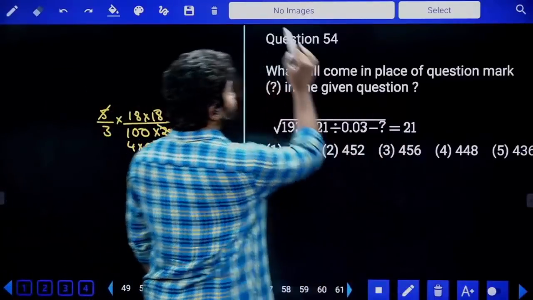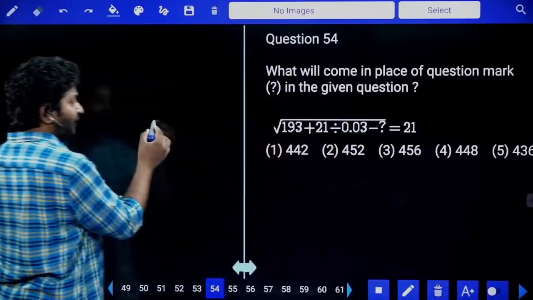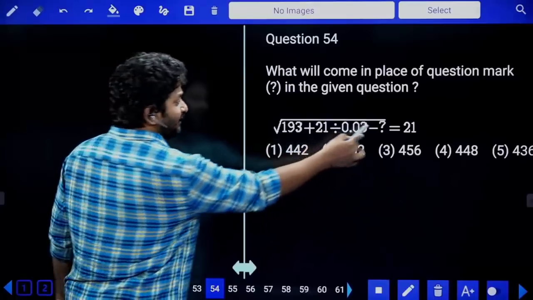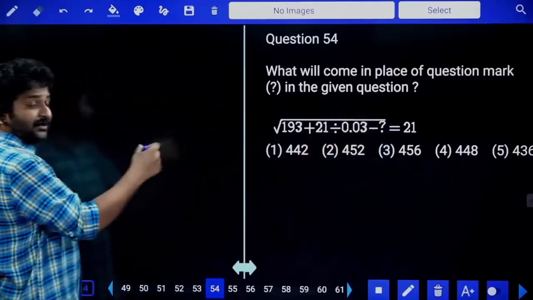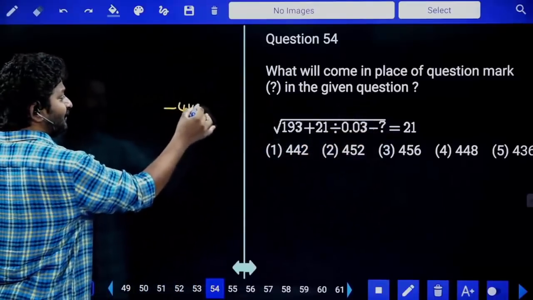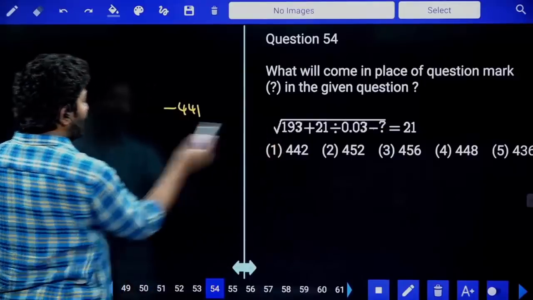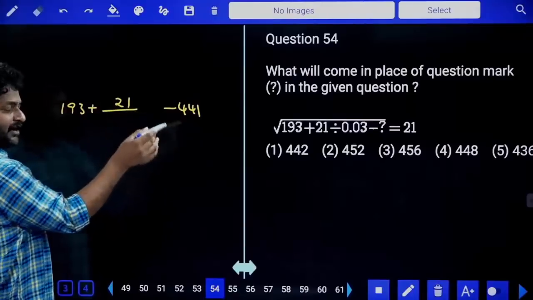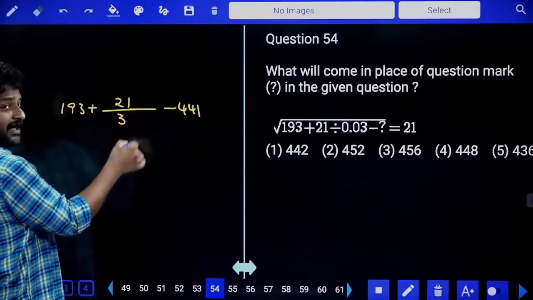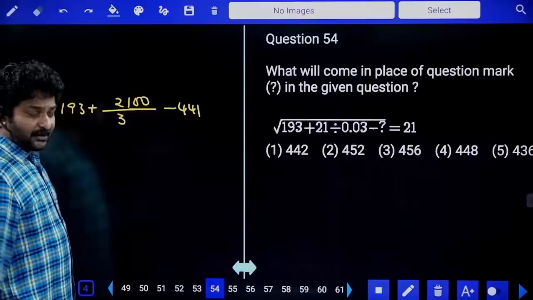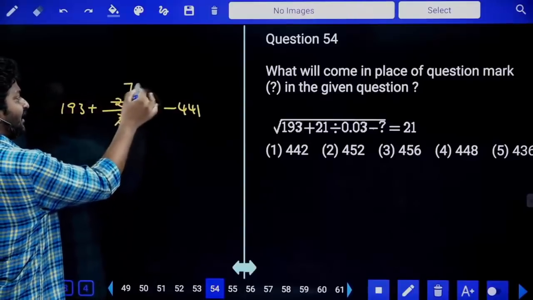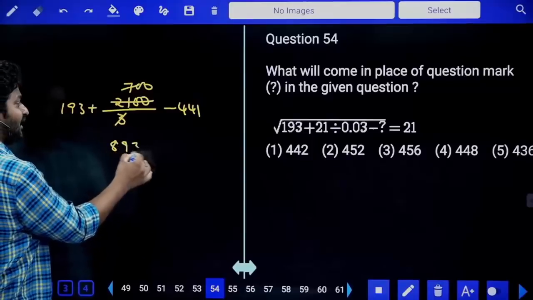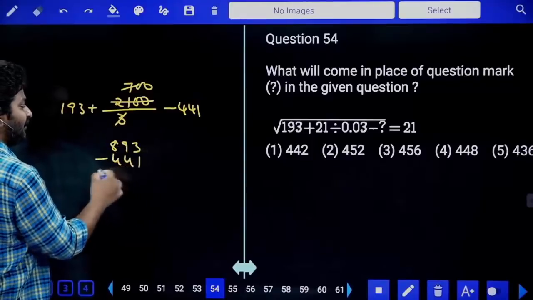Squaring on both sides, right hand side first of all you'll have 441. Square and under root value gets cancelled. Minus x goes to right hand side 21 square, 441 will come to left hand side. Next, 193 plus 21 divided by 0.03 can be written as 3 by 100. That 2 zeros comes to numerator. 3 700 times 700 plus 193, that is equal to 893 minus 441.